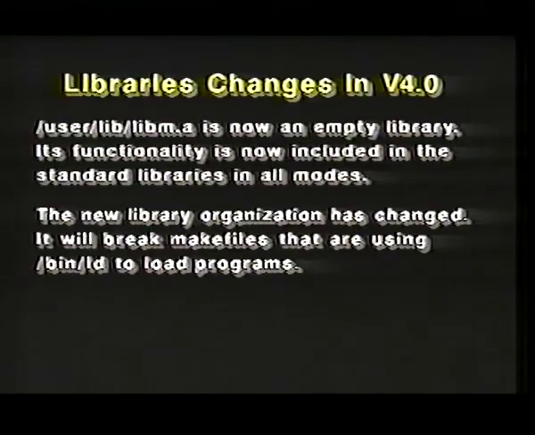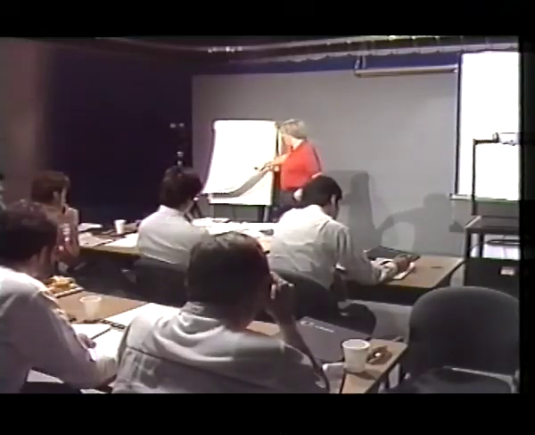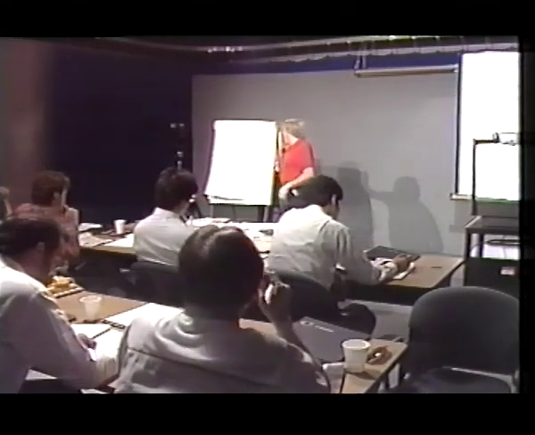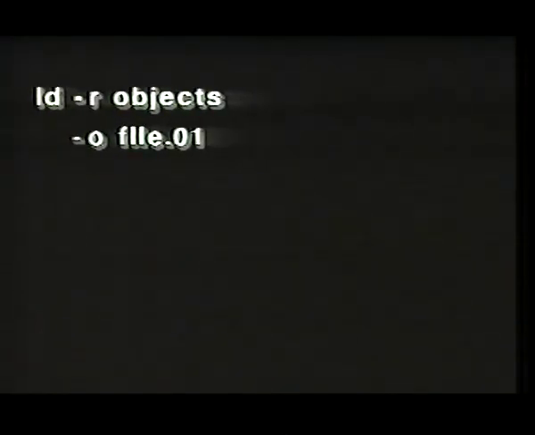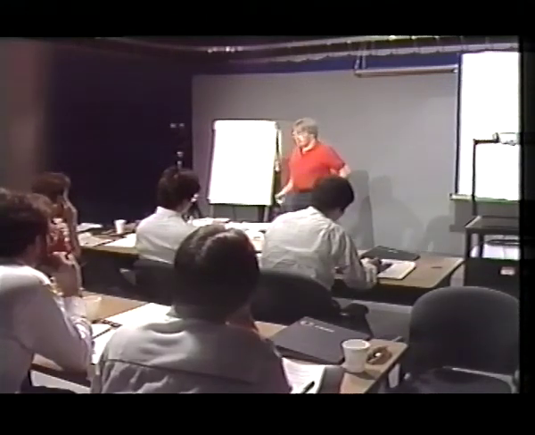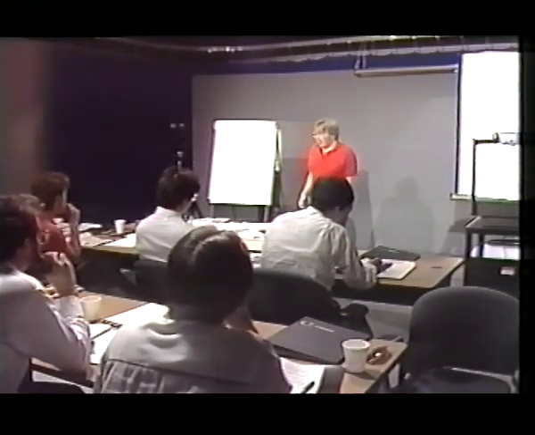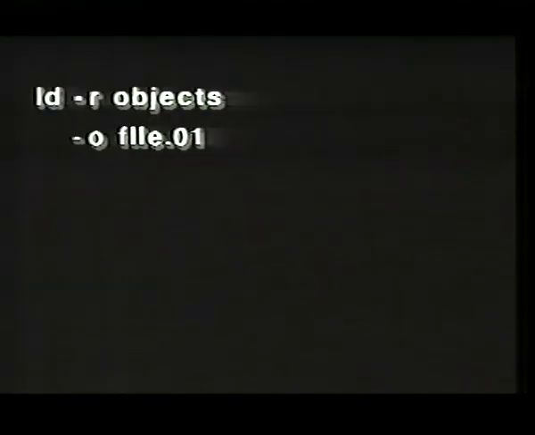The new library organization has changed. It will break all make files that are using /bin/ld to load. The only example where I can think of where it won't break an ld command is if you say ld -r, which tells the loader to do a partial load. And this is about the only place where it is still valid to use ld. The new library organization will not be documented.